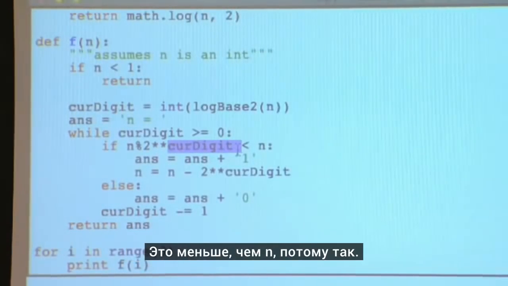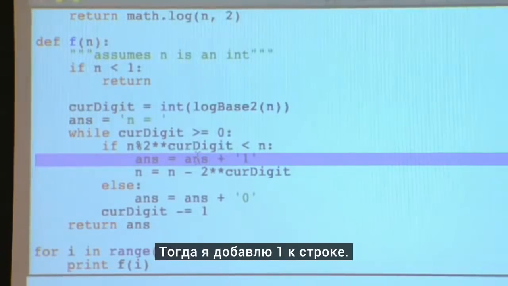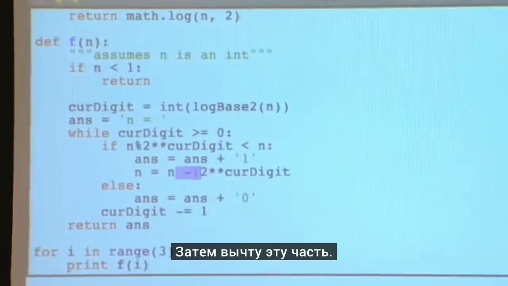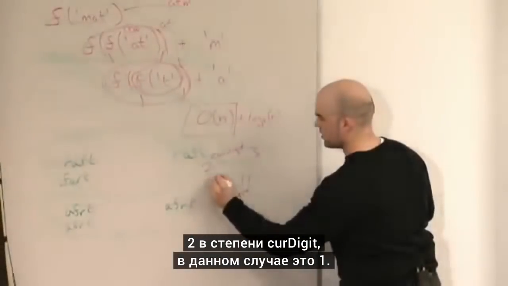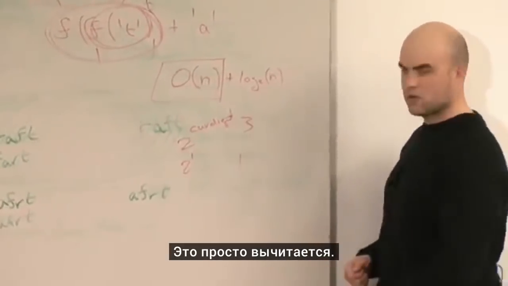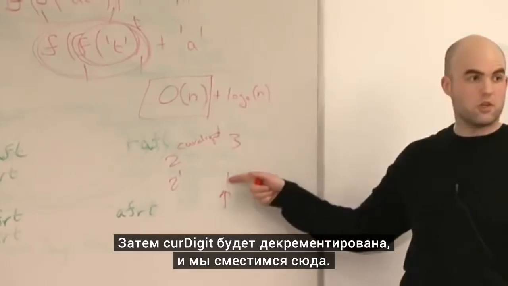If that's less than n, which it is, then my answer is going to be ans plus 1. So I'm going to append 1 to this string that I'm constructing. And then I'm going to subtract whatever this part is. So 2 to the cur digit, in this case, 2 to the 1, it's just going to subtract this off, right? And then cur digit is going to be decremented and moved here.